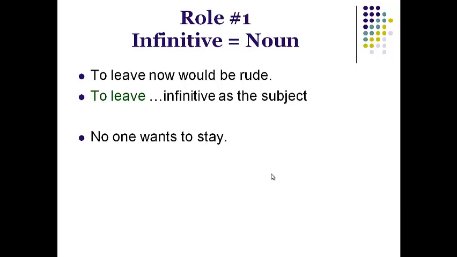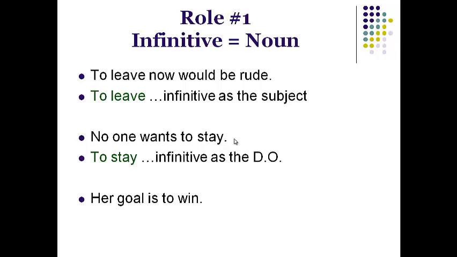No one wants to stay. To stay is the infinitive because it's to plus a verb, and it's what we call the direct object. A direct object follows an action verb, wants, and it answers the question who or what. So no one wants what? To stay. That makes it a direct object or a noun.